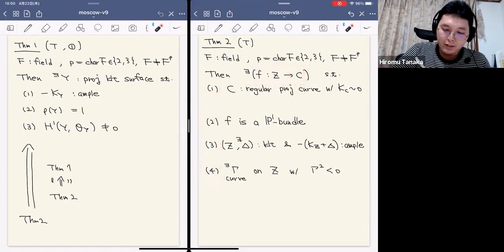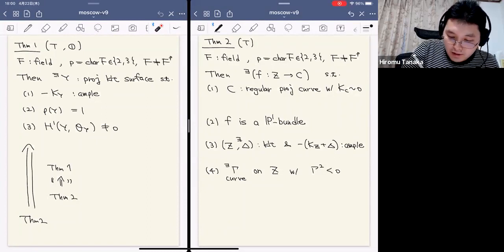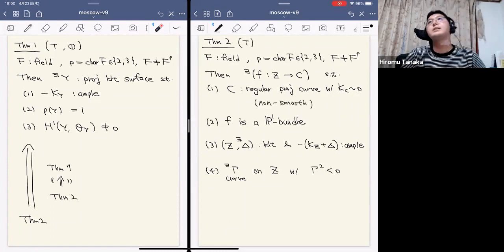First, this C is a regular projective curve whose canonical divisor is trivial. So if the base field is algebraically closed, this means that C is an elliptic curve, but this is not smooth. I mean, after taking the base change, this becomes non-smooth. So this is now regular, but after taking the base change, this becomes non-regular. This is quite typical of an imperfect field.